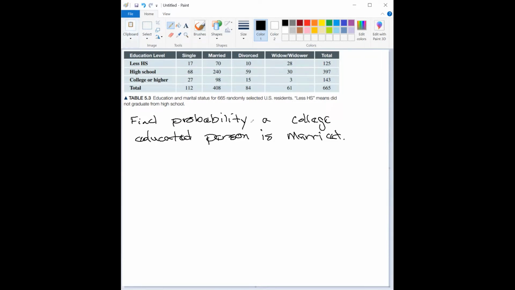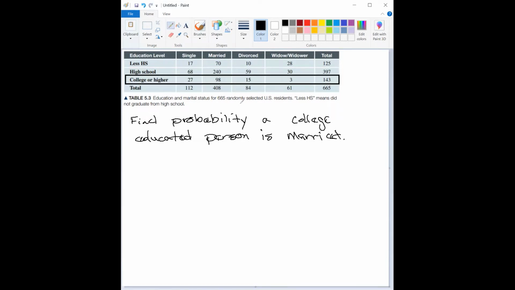How do you do that? All right, so what it's saying is that you have to have the person be college educated. That's a requirement, it's a condition. And so the way that you can represent that in terms of calculating the probability is you can just take that part of the table. We're going to restrict the table to just the part where we have college educated people.